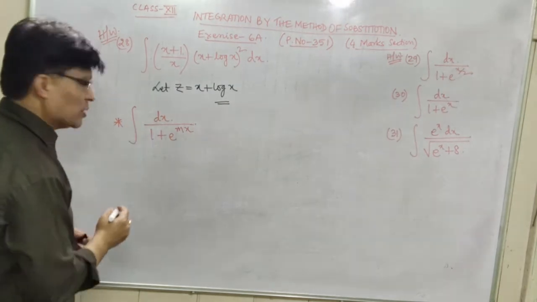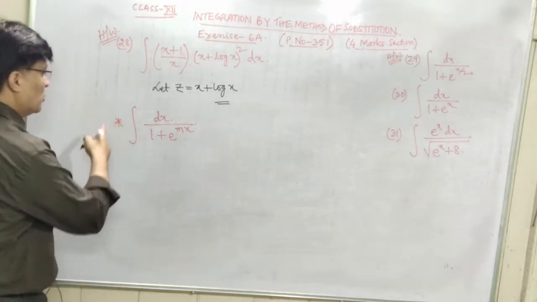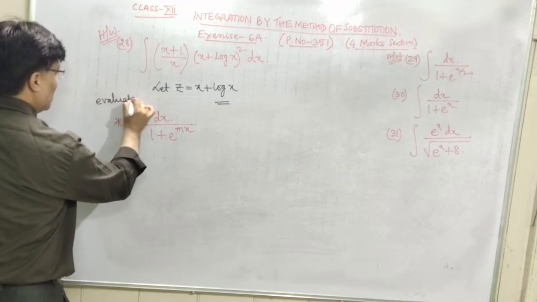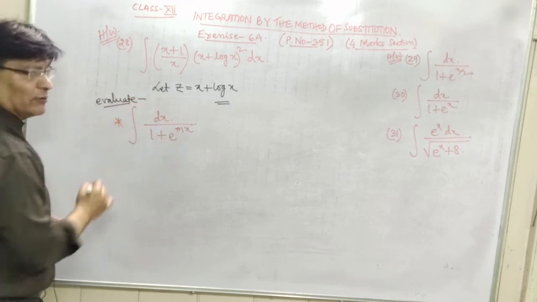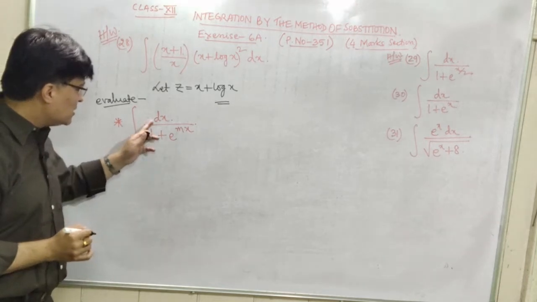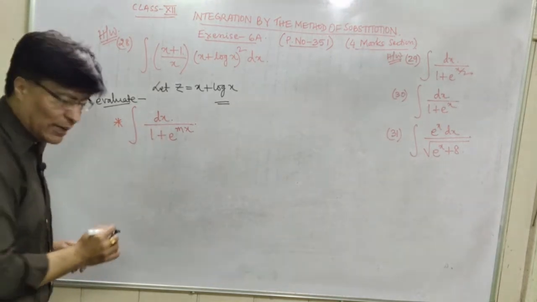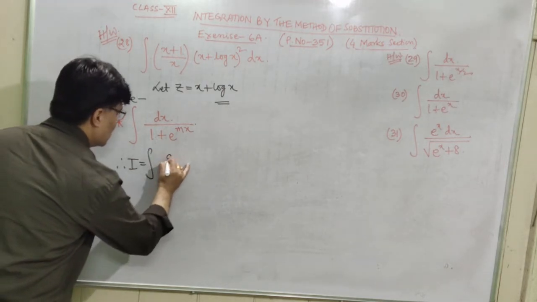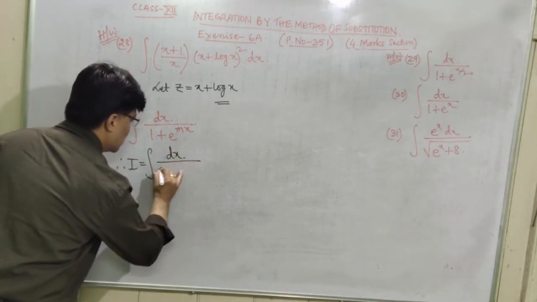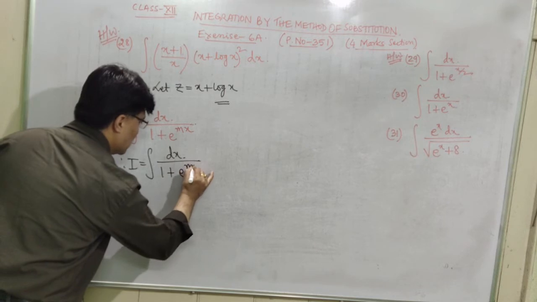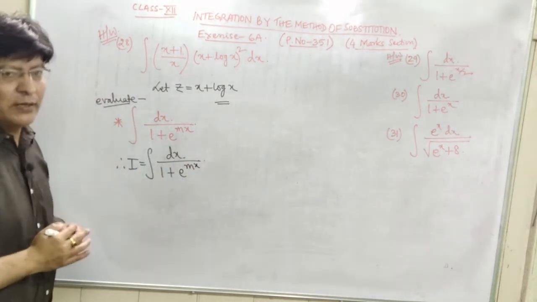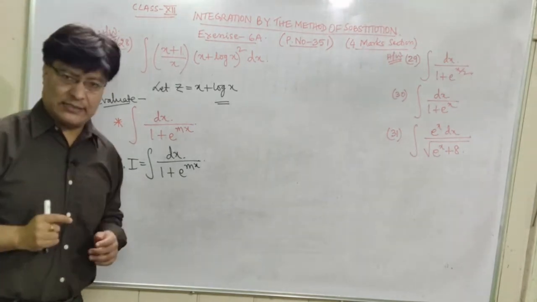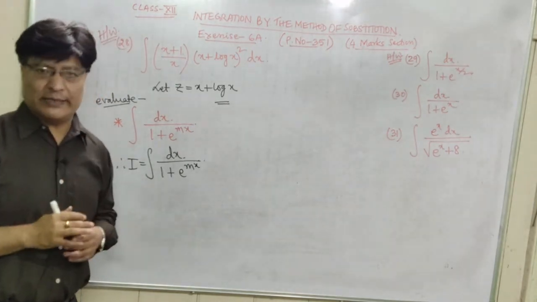So let's do this question out here. Okay, so now you have to evaluate this integration. You evaluate this integration, that is integral dx divided by 1 plus e to the power mx. So therefore let us write here I is equal to integral dx divided by 1 plus e to the power mx. So now what is the method for integrating it? How will you integrate it?